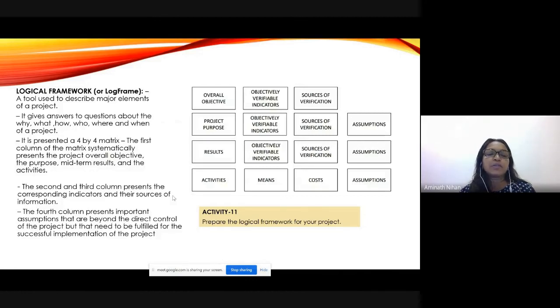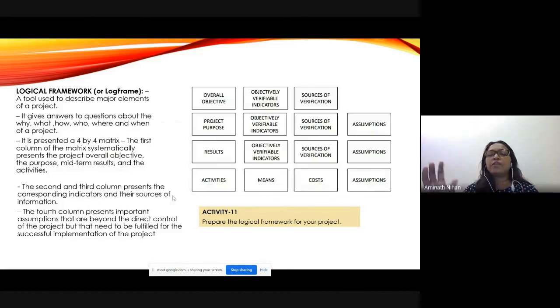The second and third columns present the corresponding indicators and the sources of information, and the fourth column presents the assumptions or direct control of the project that needs to be fulfilled, right? So what is going to happen at each stage are the assumptions that you are going to make. So put this on. Now you have everything, you've written down everything.